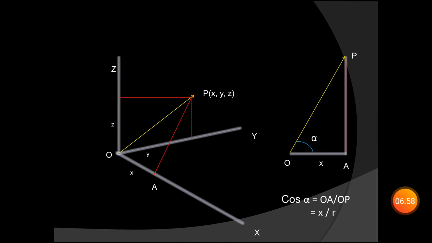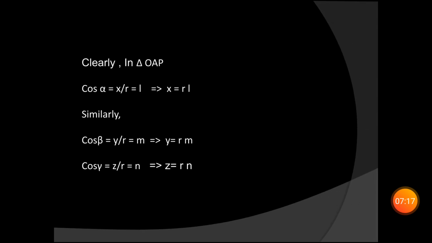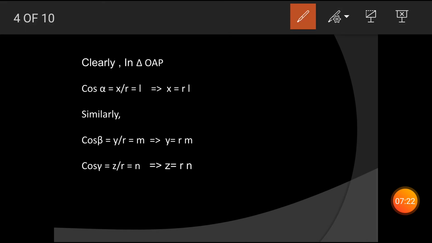So like that, we have considered this triangle, we can consider this triangle like this, and we can consider that triangle also. With all three triangles, we can calculate cos beta, that will be y upon r, and cos gamma, that will be z upon r. Similarly, clearly from the triangle OAP we got cos alpha, that is x upon r, and cos alpha, as I already told you, we sometimes call it L also. So L is x by r. If we cross multiply, then the value of x will become Lr.